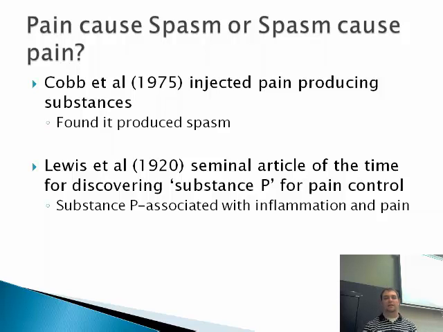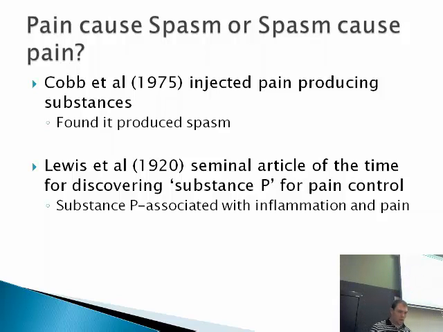Lewis et al., 1920, an even older article, a seminal article of the time about substance P. He discovered substance P for pain control. You might have heard about it, a little bit of the gate control theory going through college. Substance P is associated with inflammation and pain, so we see that after any acute injury. You sprain your ankle, you have any type of injury really, you have pain and inflammation.